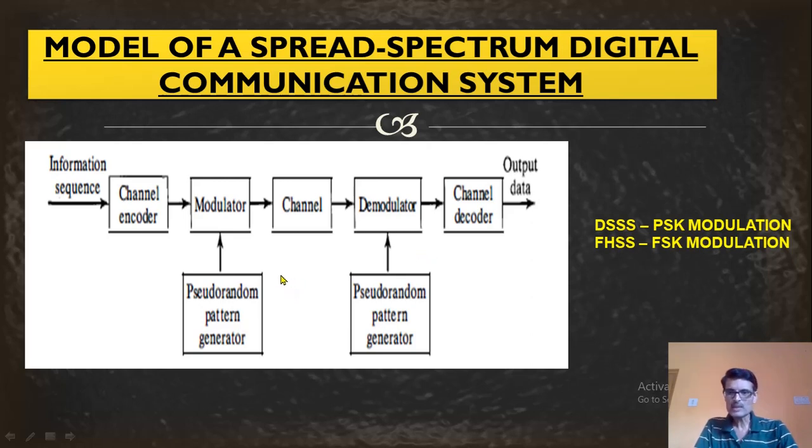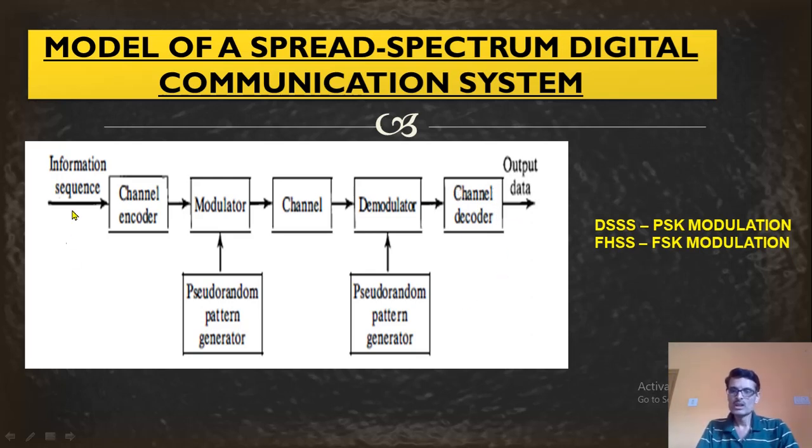And one more requirement in a digital communication system using the spread spectrum method is that this pseudo-random pattern generator should be synchronized in time. That means whatever PN pattern is generated at a particular instant of time in the transmitter, the PN pattern generated at the receiver should be the same, or in sync. Only then is it possible to get back the original data.